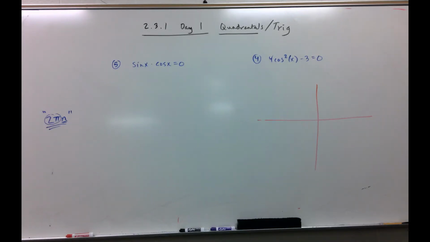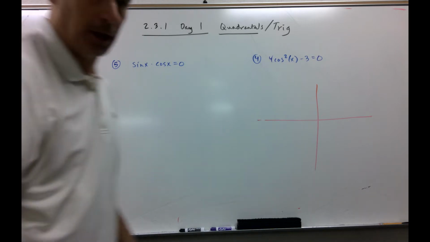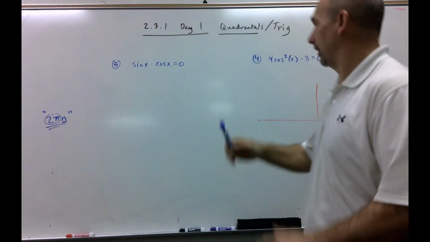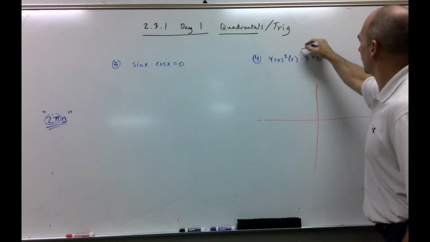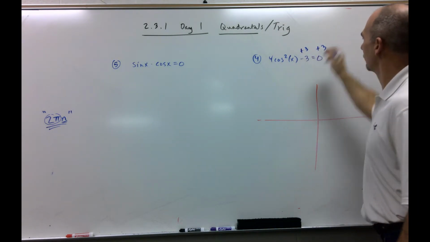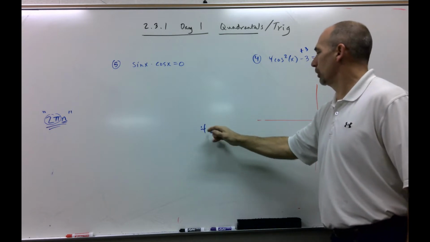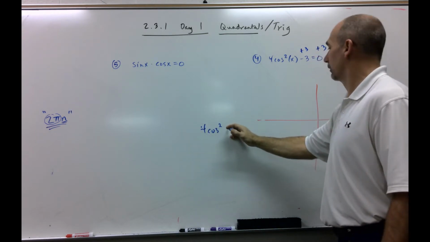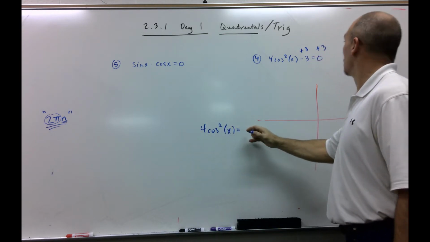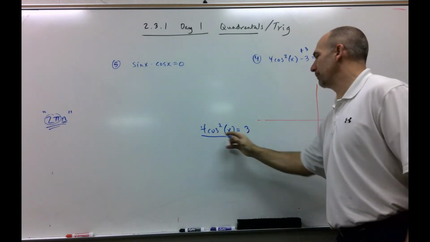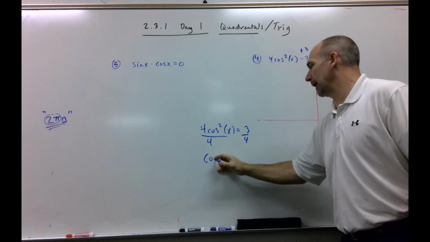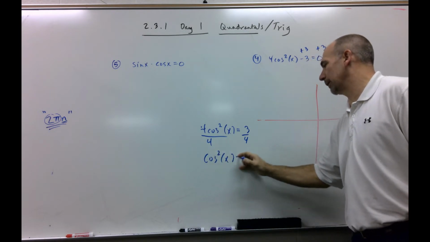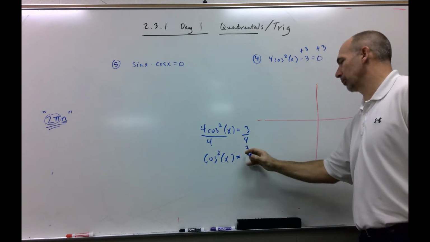Okay, so here's part 2. These get a little tricky, but you just have to use some common sense. We're going to stick with this one, and we're going to solve for cosine. So we're going to add 3 to both sides, and we get 4 cosine squared theta equals 3. We're going to divide by 4, divide by 4, and we get cosine squared theta, or x, equals 3/4.